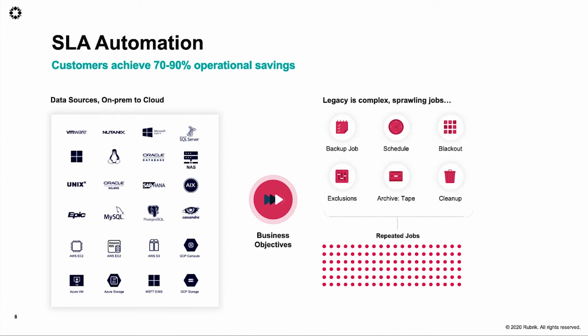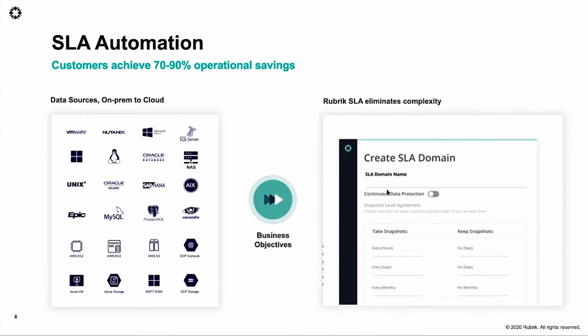So we've worked with some customers that actually have as many as 3,000 jobs that they're managing at any point in time. With Rubrik, what we do is we reduce those jobs down to just a handful of what we call SLA domains. And SLA domains basically implement four main constructs. So first we have our RPO, right? So how often do we want to take backups? And then we have our retention. So how long would you like to keep them?